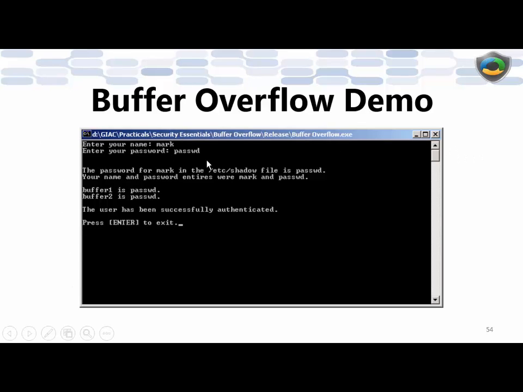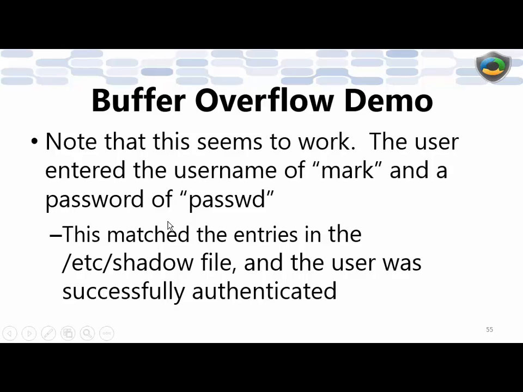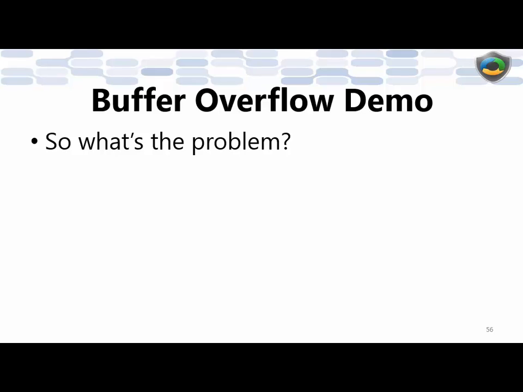So in an ideal world, you do something like this. Username Mark, notice that's less than 8 characters. Password PASSWD, again, less than 8 characters. So it says the password is passed, etc. And it says, okay, this is the password we put in. We found that in our file there is a password that is named that, so the user was successfully authenticated. Good. So there doesn't appear to be a problem. All right. So what is the problem?